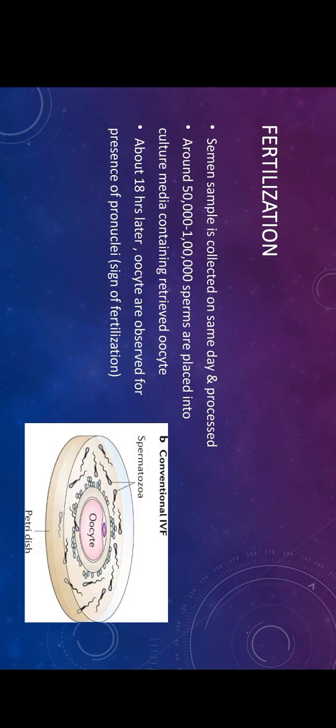Follicular growth is monitored by transvaginal ultrasound and serum estradiol levels. When 2 or more follicles reach 17-18 mm, injection HCG is given, following which oocyte retrieval is done 36 hours after the injection. This is done under ultrasound guidance through the transvaginal route as seen in the image. Semen sample is collected on the same day as oocyte retrieval and it is processed. Around 50,000 to 1 lakh sperm are placed into the culture media containing the retrieved oocyte. About 18 hours later, the oocyte is observed for the presence of pronuclei, which is the sign of fertilization.